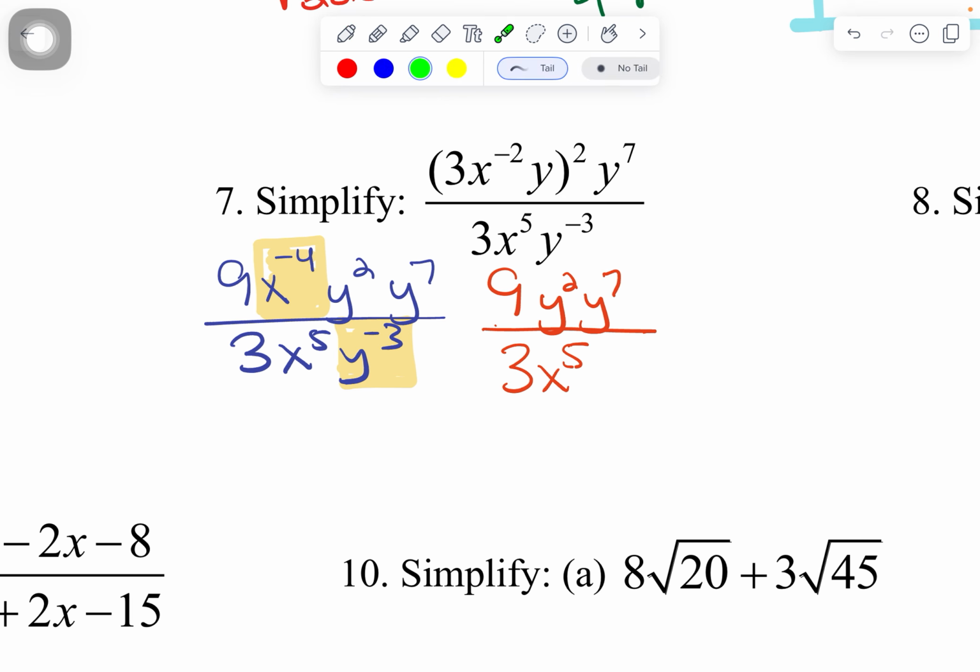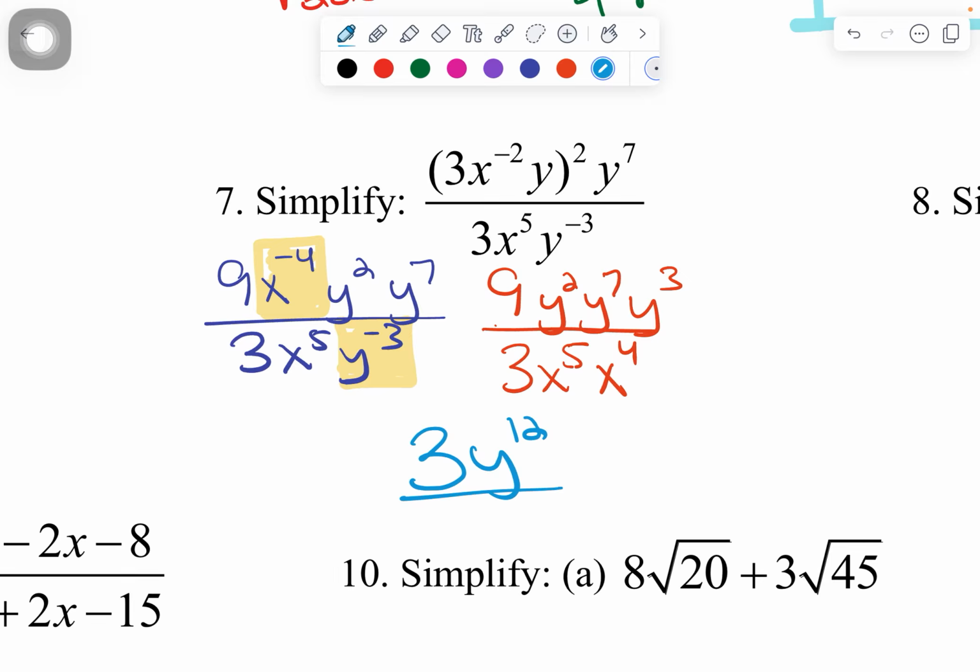So let's see, x to the negative 4th, we're going to move that down here. When it moves, it becomes positive, meaning the exponent becomes positive. And then this y to the negative 3rd that's in the denominator, we're going to pop that up to the numerator. And again, we're going to make that one positive. So let's see what we got here. 9 divided by 3 is 3. All of the y's are now in the numerator. And if I add them all up, that's going to be y to the 12th.